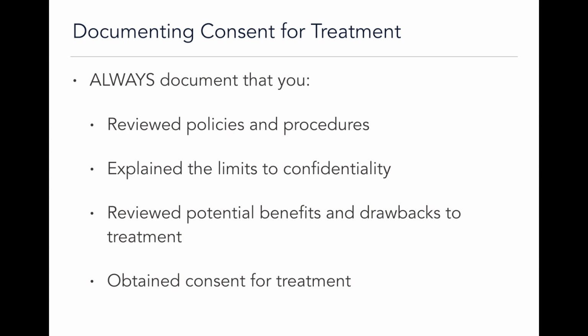So you always want to document that you reviewed policies and procedures, you explained the limits to confidentiality, and you reviewed potential benefits and drawbacks to treatment. And then you also specifically want to state that you obtained consent for treatment. If this is a child, you can say that you obtained assent from the client and that the parent or guardian provided consent. But these are all things that every new client you see, all four of these things, should be in that first note. And that is to protect you.